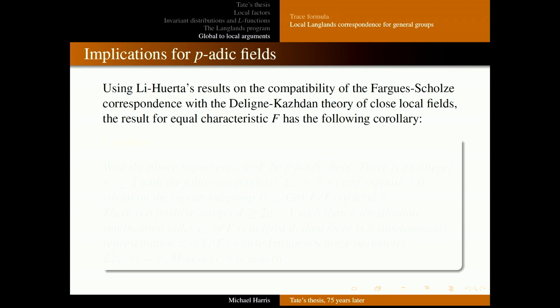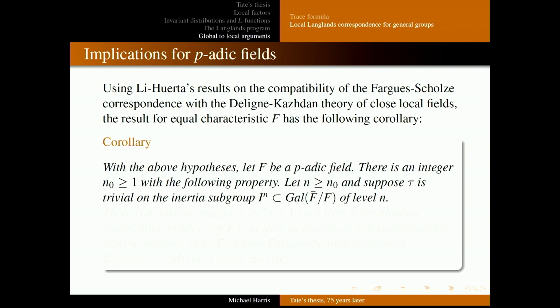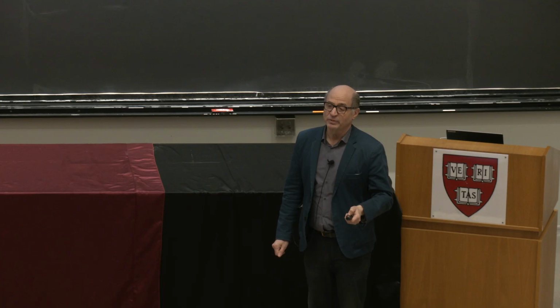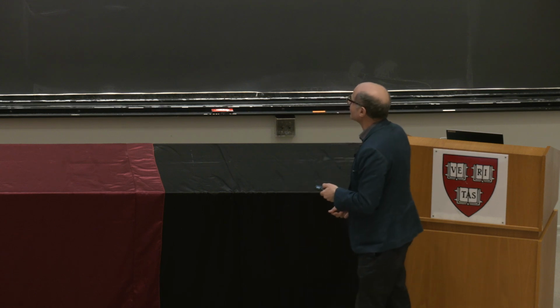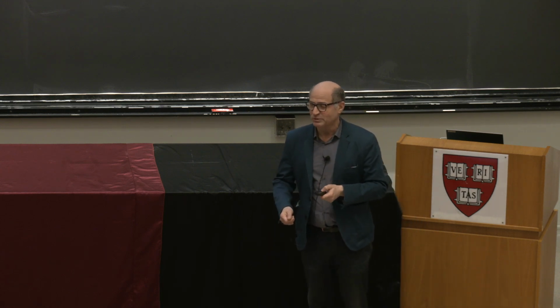So using the results of Li Huerta on the compatibility of the Fargues-Scholze correspondence with the Deligne-Kazhdan theory of close local fields, the result for equal characteristic has the following corollary. So suppose you have a p-adic field. Again, you have an irreducible parameter. I didn't say what a parameter is. A parameter in this case means a homomorphism to the dual group.